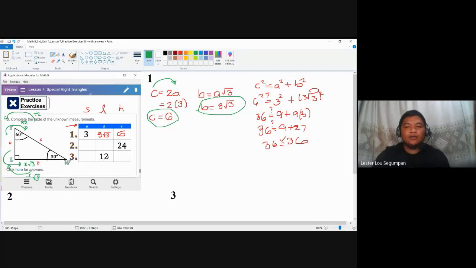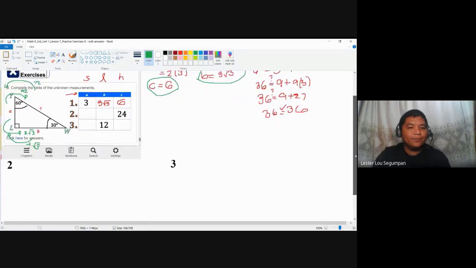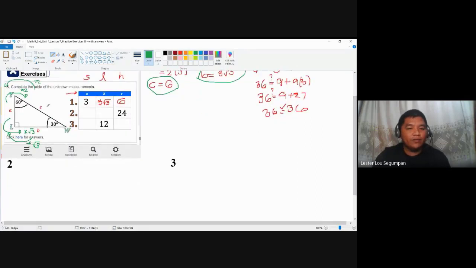Okay, let's try to do that for the next items. Number 2. In number 2, the given is the hypotenuse, 24. From here to there, we will divide this by 2 because we all know that the measurement of the hypotenuse for a 30, 60, 90 right triangle is twice the shorter leg. So if C is given to be 24, it must be divided to get the shorter leg.